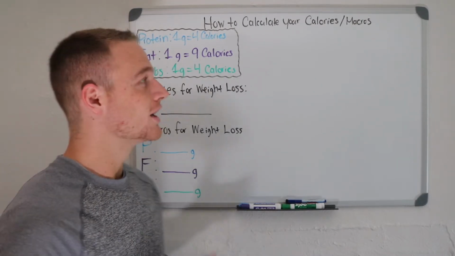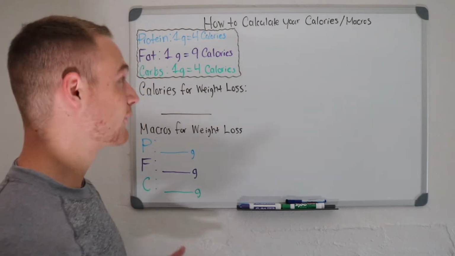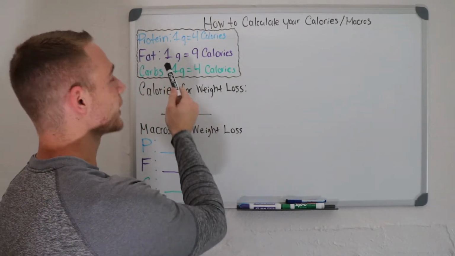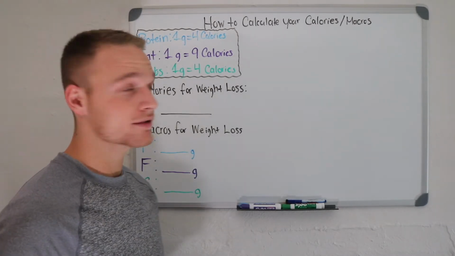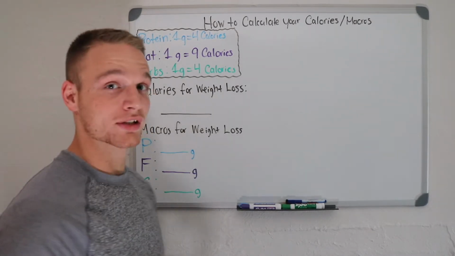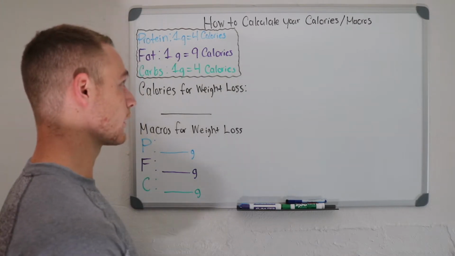So here we go. Before we start, for reference, we want to know that 1 gram of protein is 4 calories, 1 gram of fat is 9 calories, and 1 gram of carbs is 4 calories. So keep that in mind throughout.